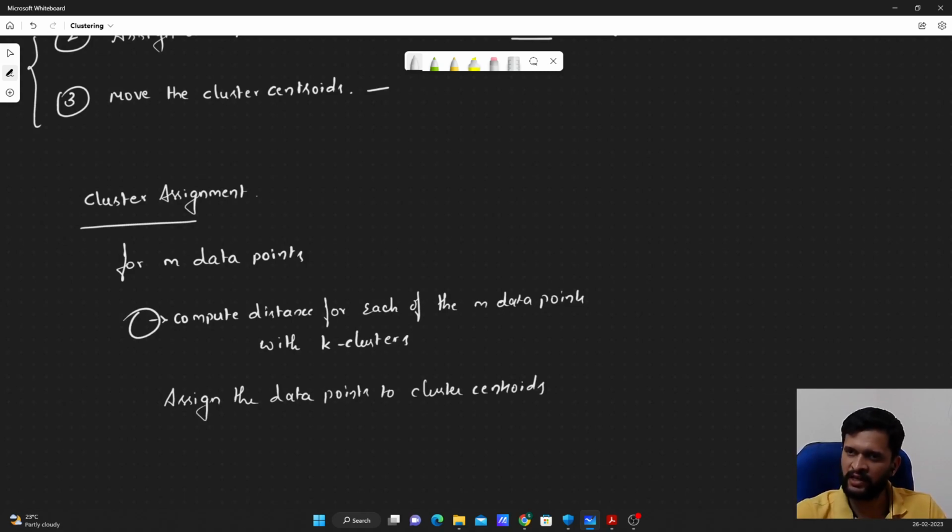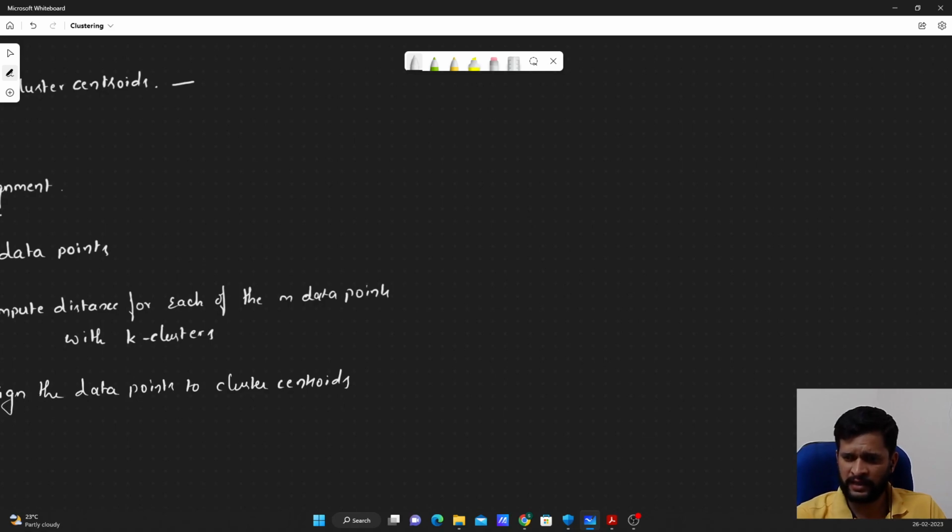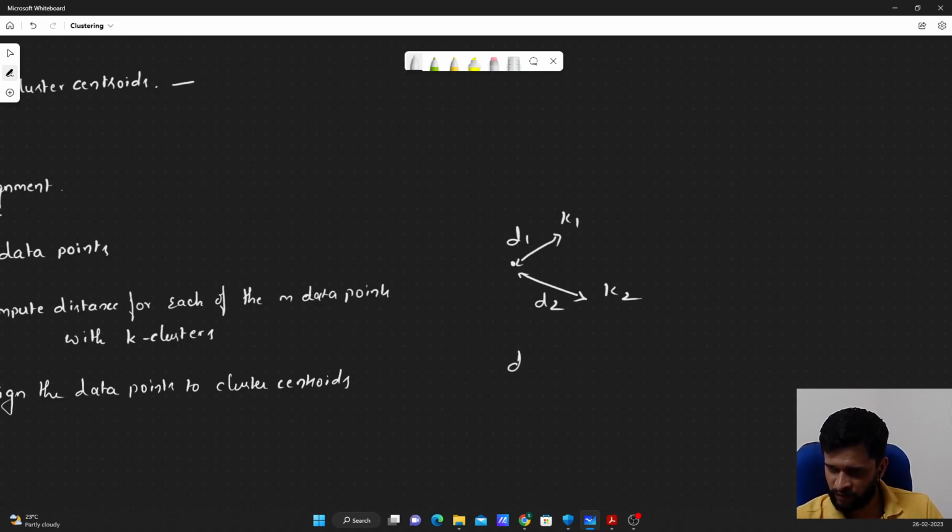sub step, right? So let's say, as an example, we have a data point here, and this is one cluster centroid, this is another cluster centroid that we have initialized randomly. So what we do with this step, we will calculate the distance between this data point and k1. Also, we will calculate the distance between this data point and k2. So let's call these d1 and d2. If d1 is less than d2, we will assign this data point to k1. If d2 is less than d1, we will assign this data point to k2, right?